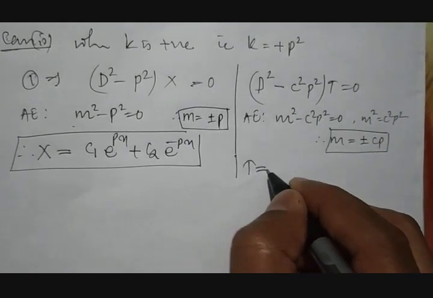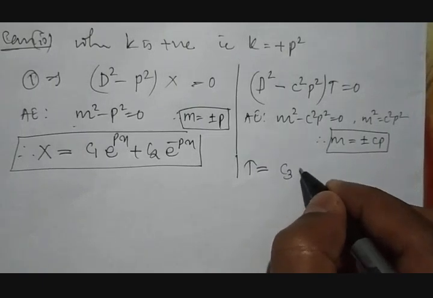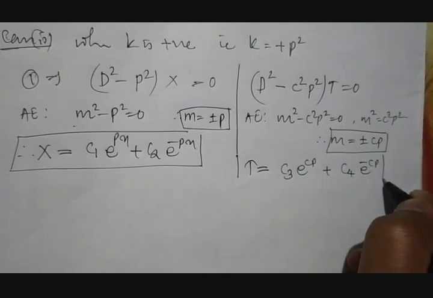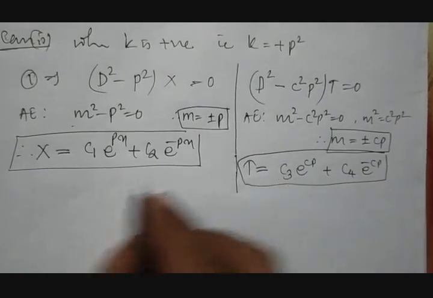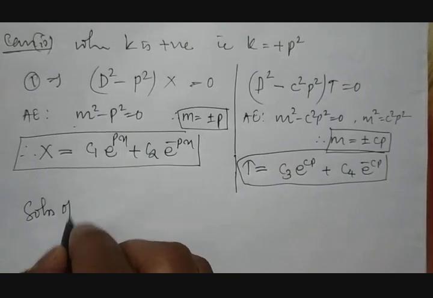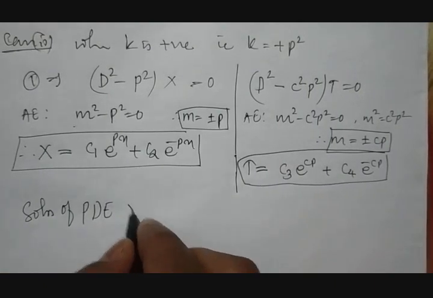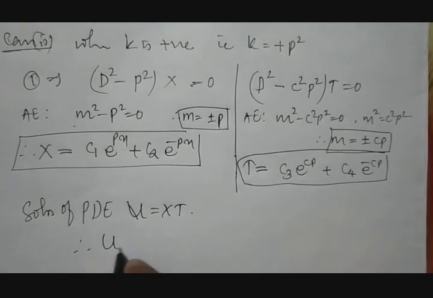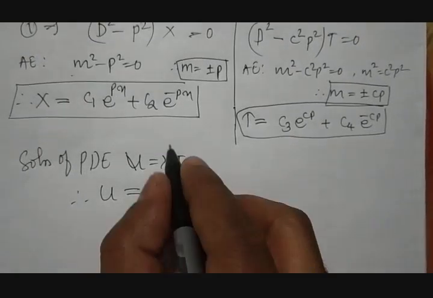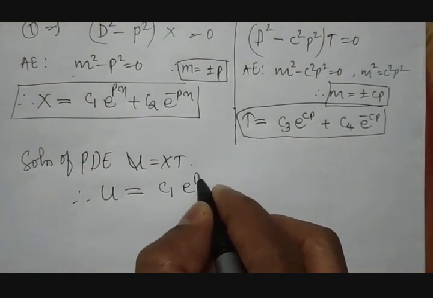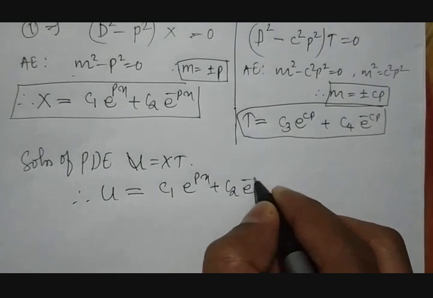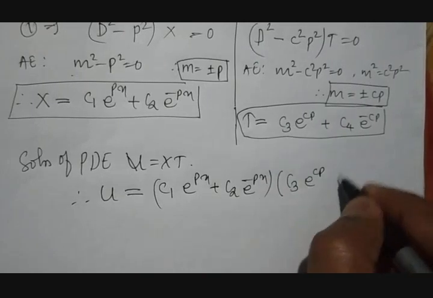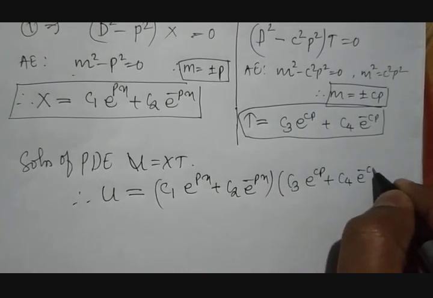Therefore the solution is T is equal to C3 into e raised to Cp t plus C4 into e raised to minus Cp t. This is the complementary function. But what will be the overall solution of the PDE? That is U is equal to X into T. Therefore U is equal to, what is X? X is C1 e raised to px plus C2 e raised to minus px, into C3 e raised to Cp t plus C4 e raised to minus Cp t.